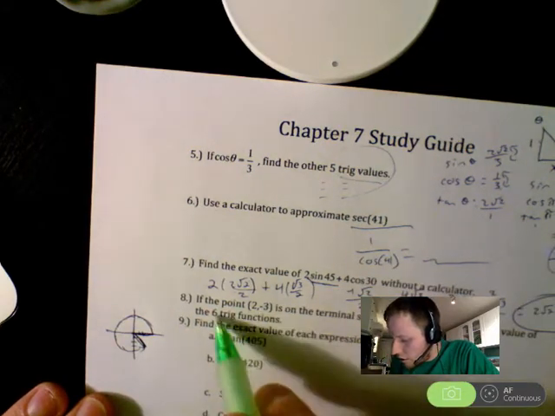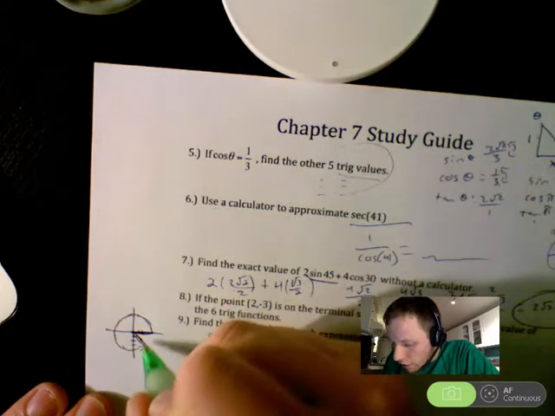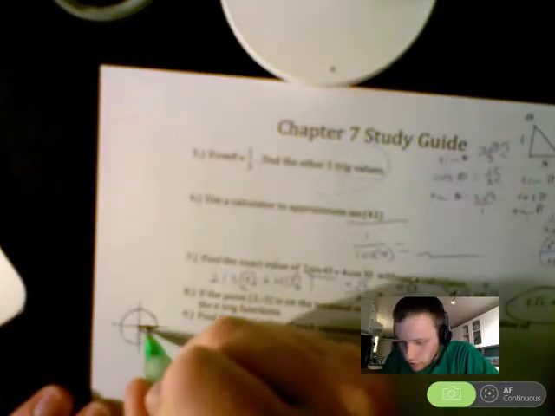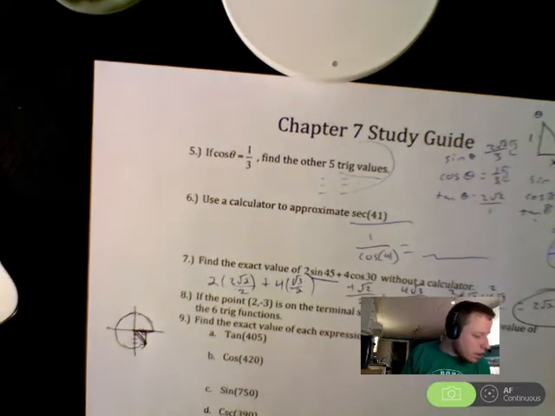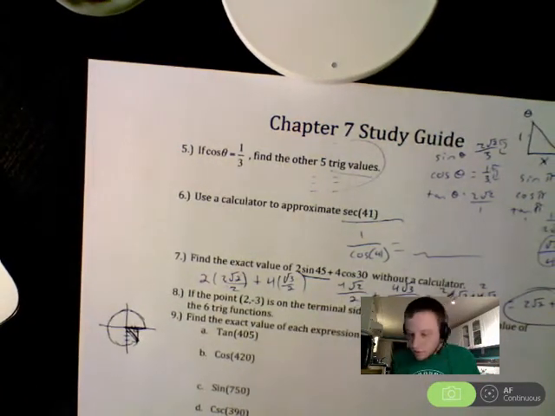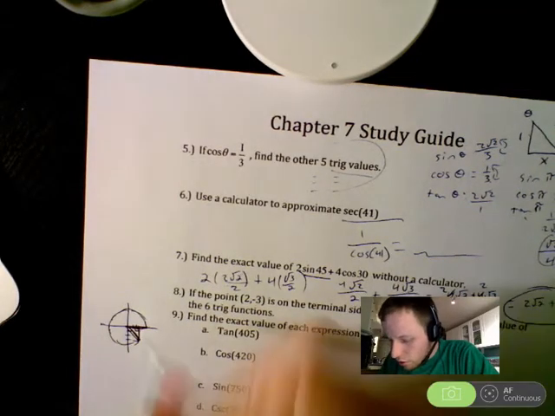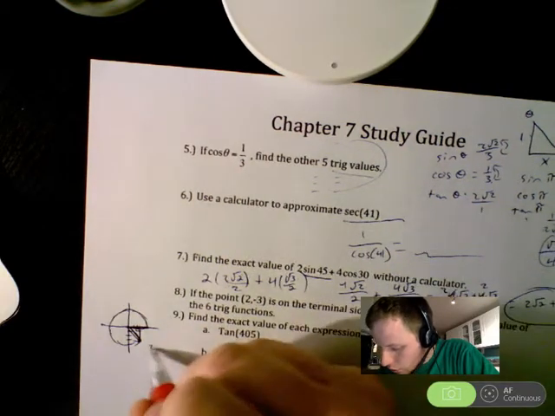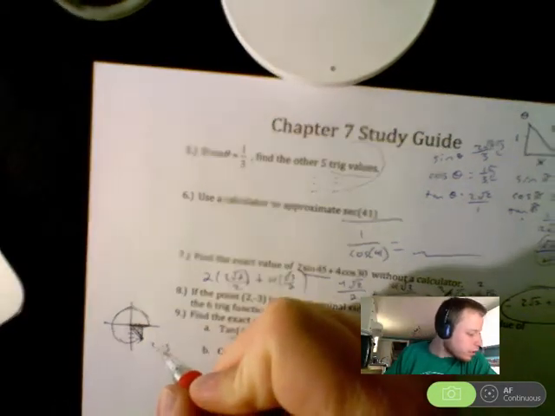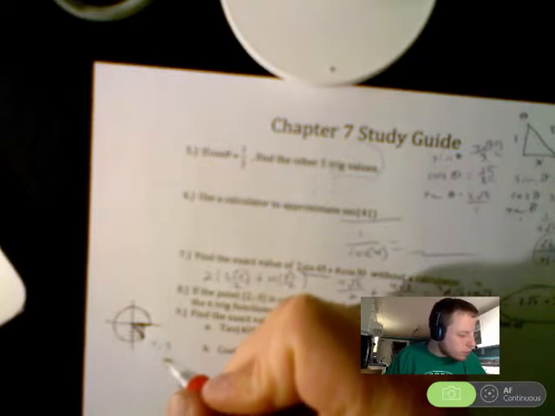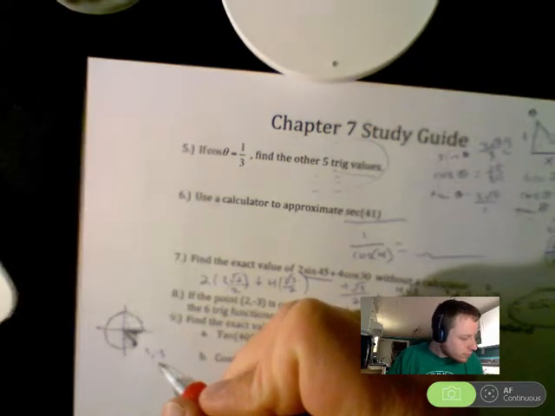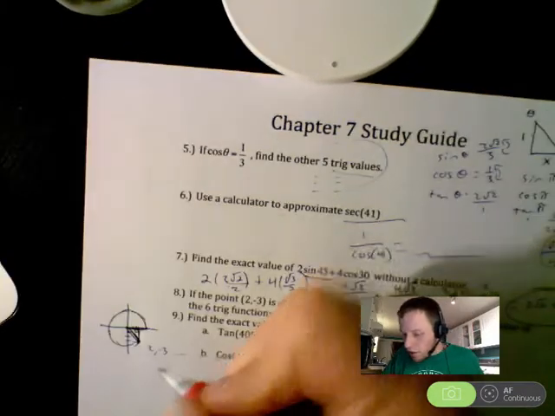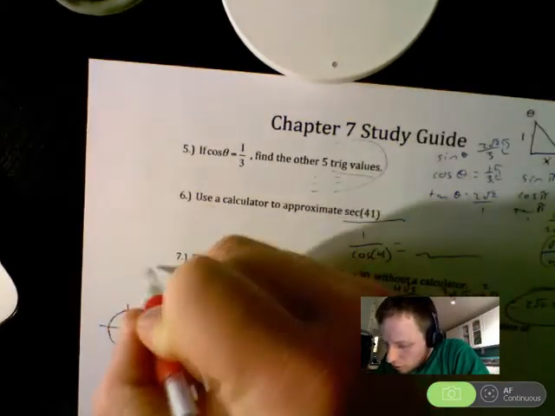We need to find the 6 trig functions. Now, if you look, here's our triangle. Here's our right triangle. And so what we have, this point here is 2, negative 3, and I'm actually going to draw this a little bit bigger.